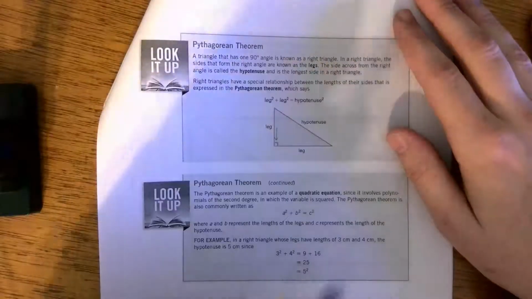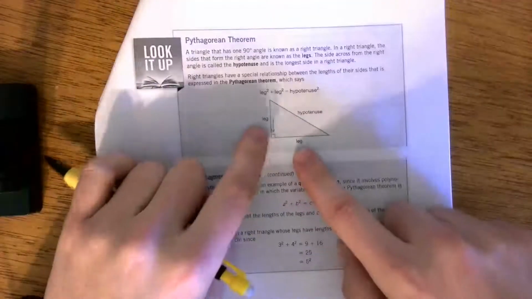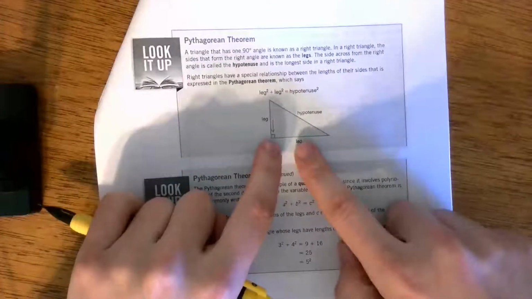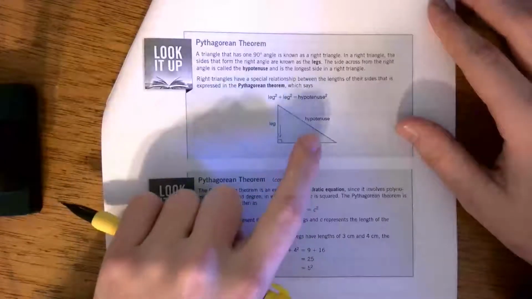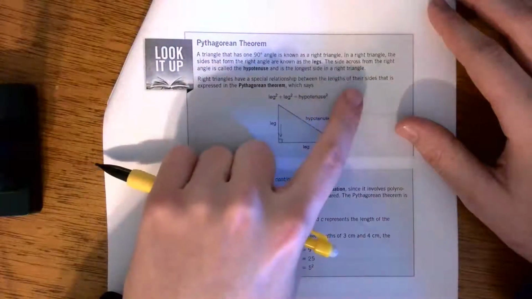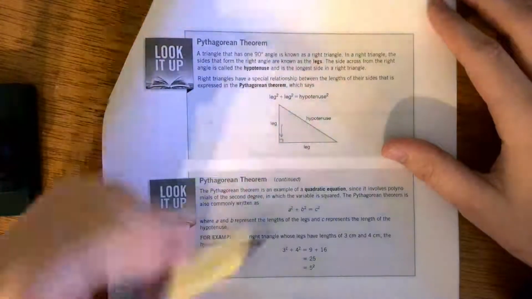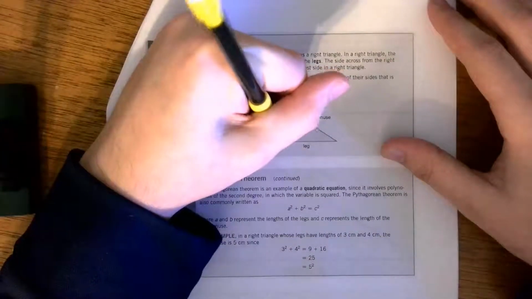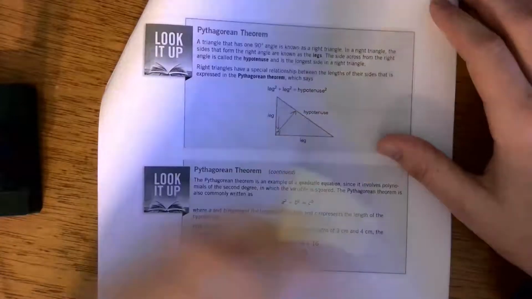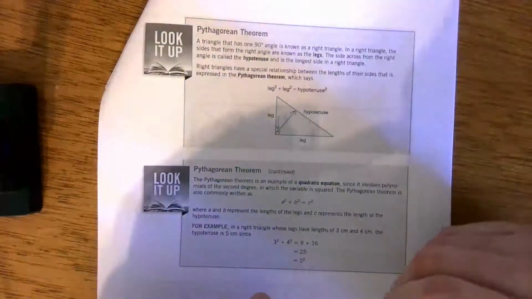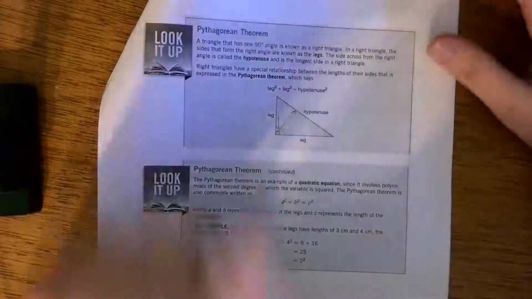So it says in a right triangle, the sides that form the right angle are known as the legs. So these two are the ones that touch that right angle in the corner. Okay? And the side that's across from the right angle is called the hypotenuse, and it's always the longest side of the triangle. Right? So if we look at this corner, we go directly across, that's the hypotenuse. Okay? So right triangles have a special relationship between the lengths of their sides that's expressed in the Pythagorean Theorem.